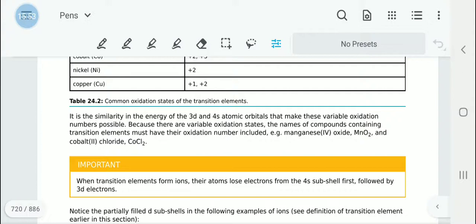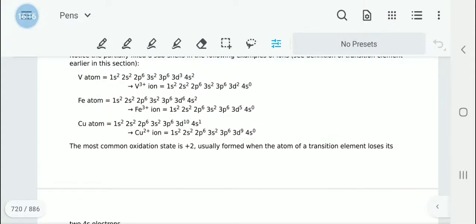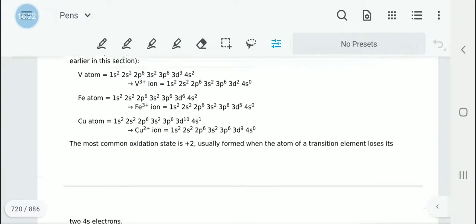Variable oxidation states are possible because of the similarity of energy in 3d and 4s atomic orbitals. Put a star and write down. When ions are formed, first 4s subshell electrons are lost, then 3d electrons are lost. If you want, you can write down the vanadium, iron and copper formulas by pausing the video.